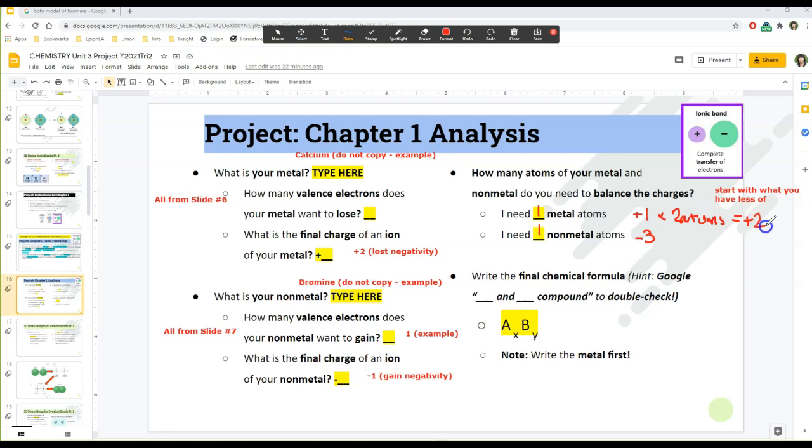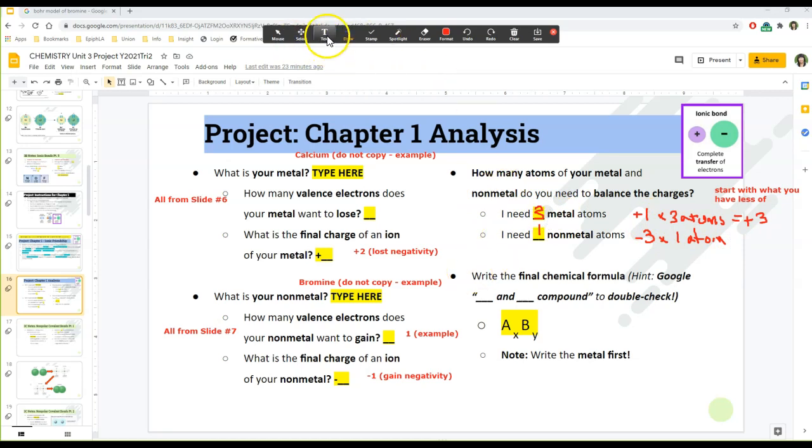Well, that's not enough, so I'm going to try again, and instead I'm going to multiply it by 3 atoms. I'm just going to start increasing that number. And now, +1 times 3 atoms would give me a charge of +3, which is correct. So in this instance, I would need 1 of the nonmetals, because I didn't need to multiply that. That's the same as saying multiplied by 1 atom. And on the top one, I would need 3 of the metal atoms to balance it off, okay?